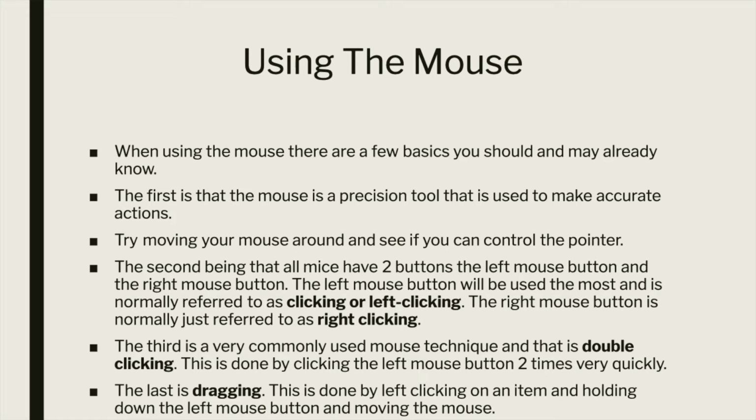The third thing that is important to keep in mind is double clicking. This will be used a lot too, typically to open a program or something on your computer. This is done by simply left clicking the mouse 2 times very quickly. And then the last thing you need to know about mouse is dragging. This is done by left clicking on an item and holding it down and moving it. So you will left click, hold down, drag. That is called dragging.